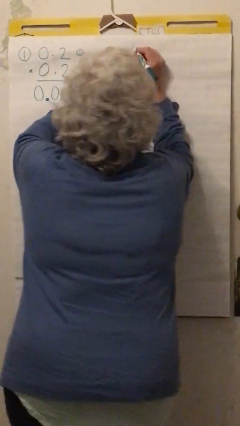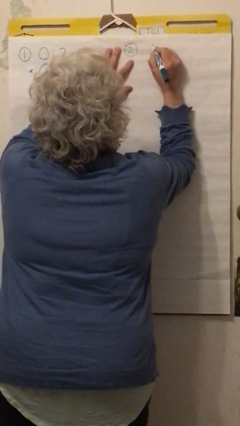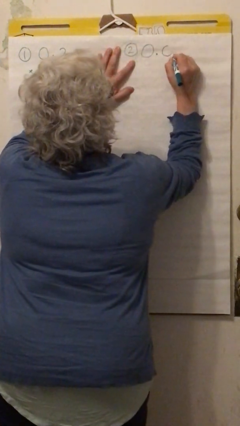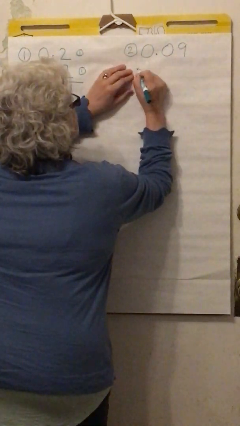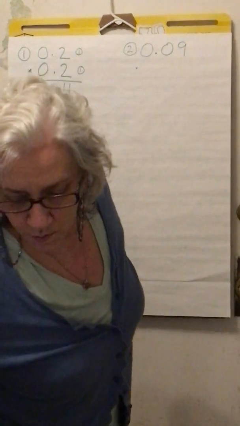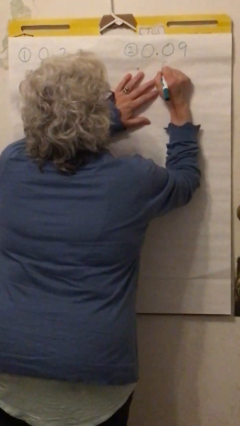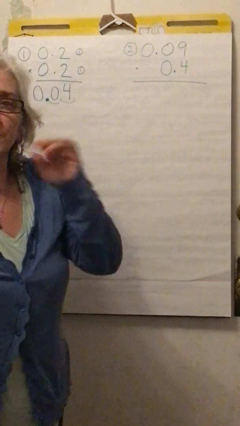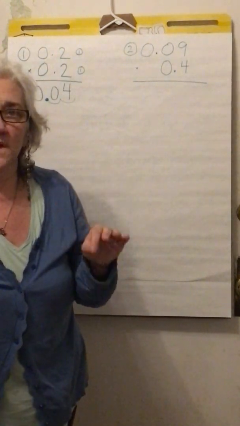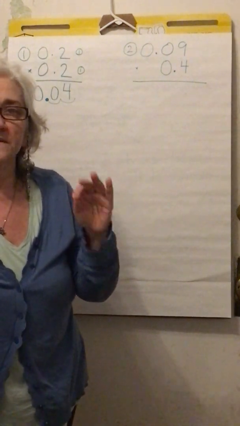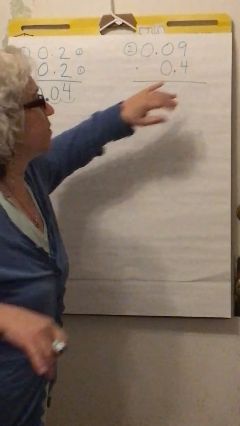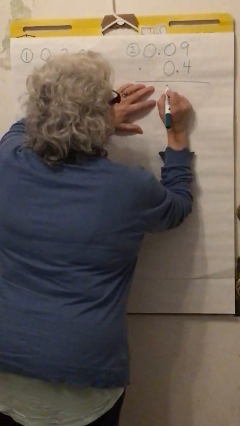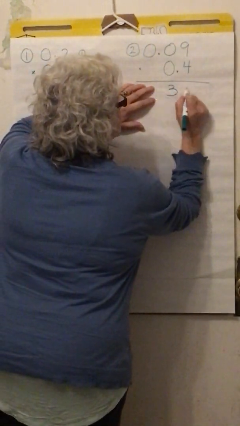Okay, let's do another one because that's the easiest way for you to get accustomed to what we're doing. Number 2, 0.09 times 0.4. Once again, we're going to ignore the zeros for the time being. We're going to look at our basic math fact of 9 times 4. We know that 9 times 4 gives us 36.